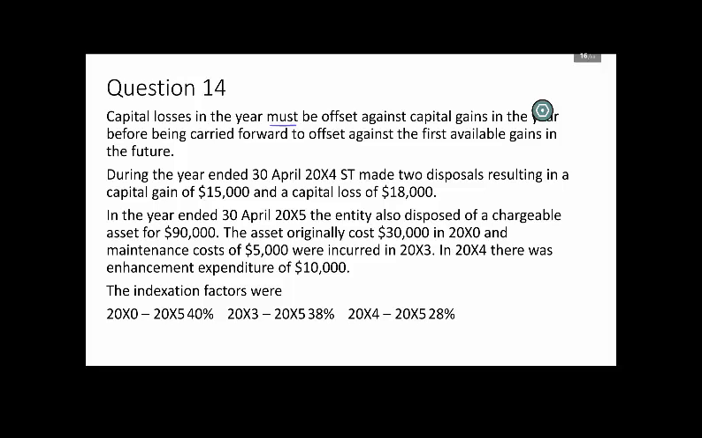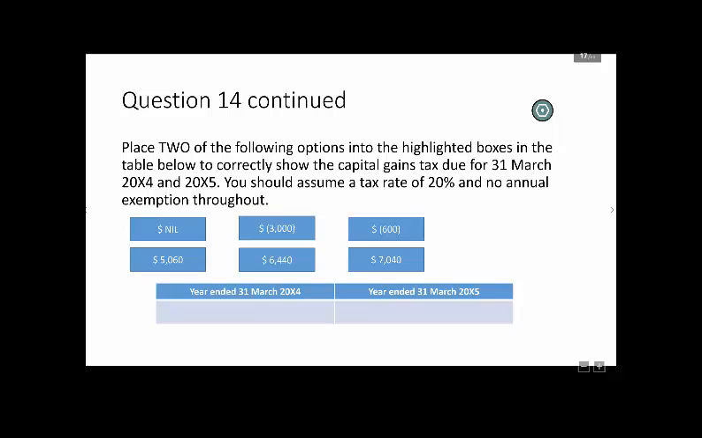So in this case it tells us that during the year to 30th of 2004 we've made two disposals, one of which gives us a capital gain, one gives us a capital loss, and then in the next year to 2005 they've sold an asset for 90,000 and gives us all the details about the purchase and any improvements to that asset. What the question actually wants us to do then is take some of these options that we've been given and drag them into the boxes underneath to show how much tax would actually be due for each of the 2 years, assuming a tax rate of 20% and the use of no annual exemptions.